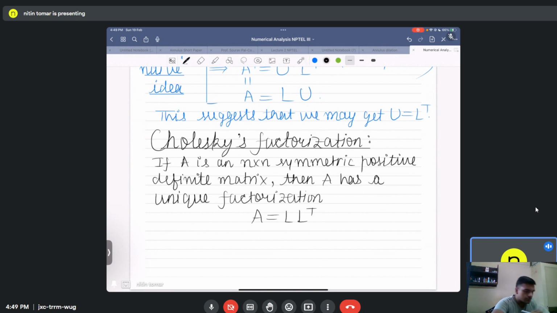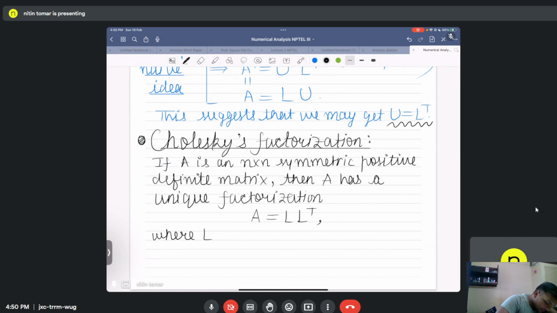Okay, so above we saw that intuitively U should be L transpose, right? Correct. So this is where this theorem says our intuition is correct. This theorem precisely says that your intuition is correct.